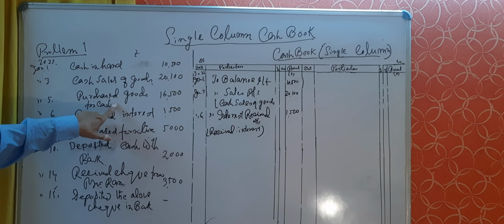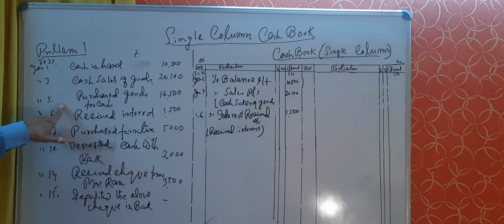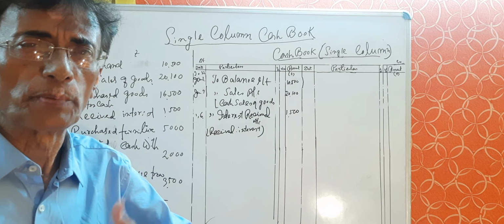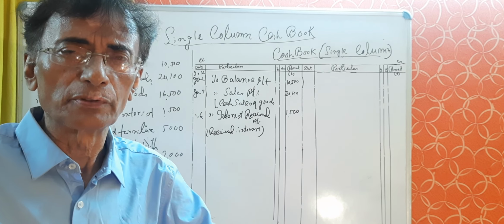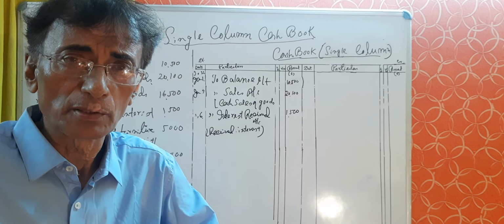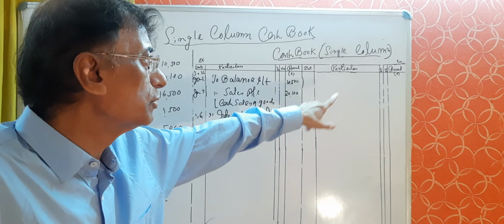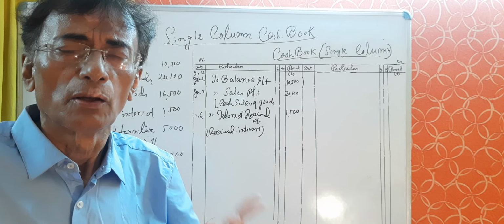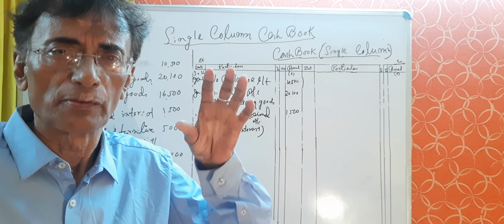Next one is purchased furniture. I'm sorry. I have omitted this transaction. Purchase goods for cash on 5th Jan. If we purchase goods, whether cash comes in or goes out. If you purchase goods, your cash goes out. So we should go to the credit side of cash book, for what we are incurring cash, for purchase of goods.